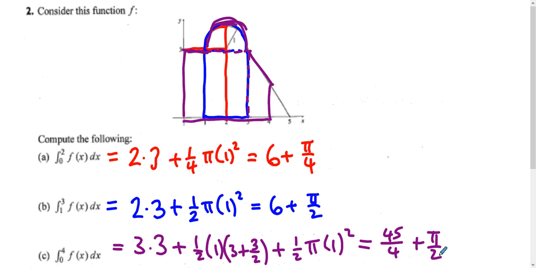Then there was a last one that I'm sure you could figure out because it just replaces the trapezoid with the area of a triangle. And so I don't think I need to work that out for you.